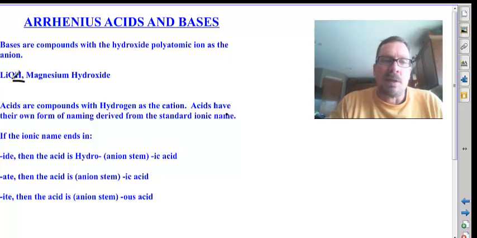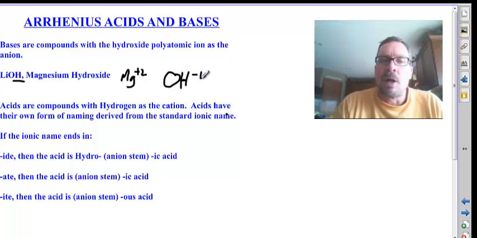So for example, this is lithium hydroxide, or here with magnesium hydroxide, of course I would just write the cation, magnesium, which is a +2, and then I would look up hydroxide, remembering that it is one of the only polyatomics with an IDE ending, hydroxide and cyanide. It has a -1, that's right on my chart.